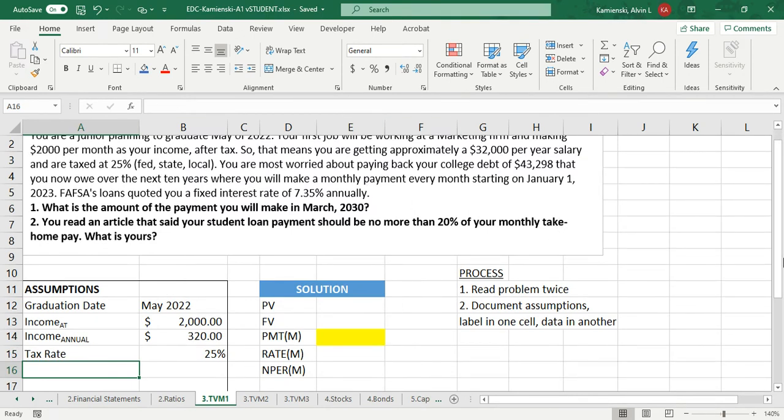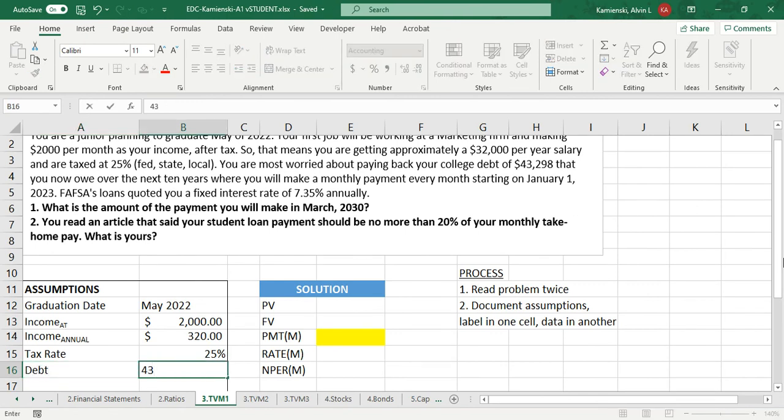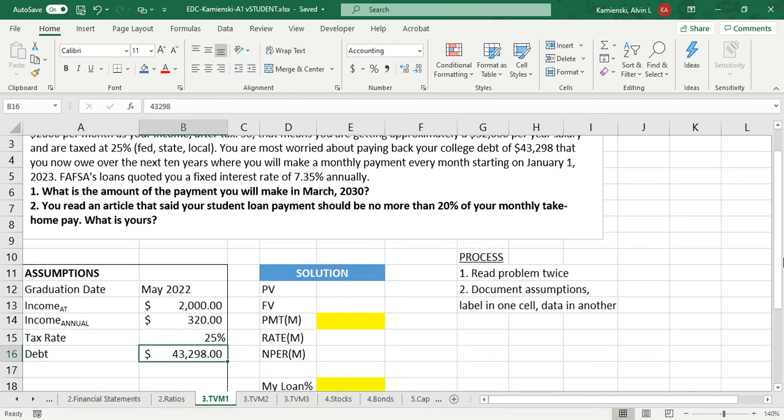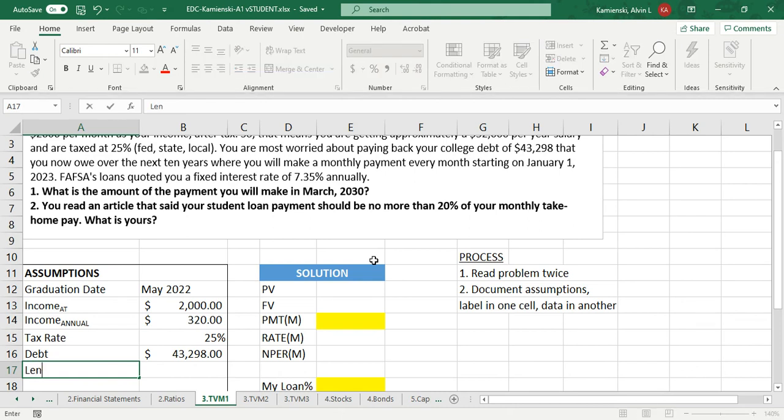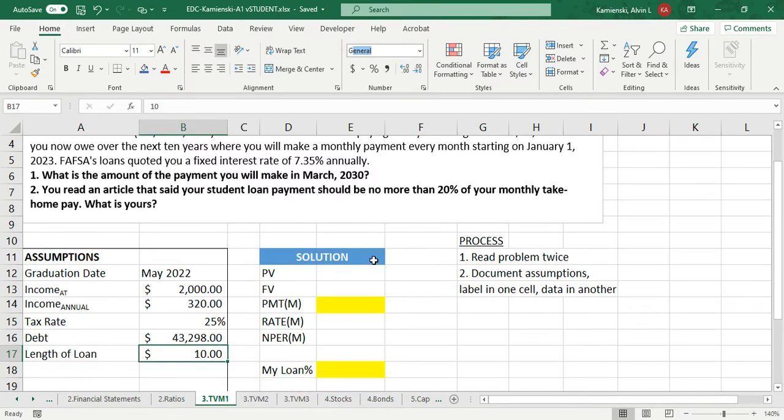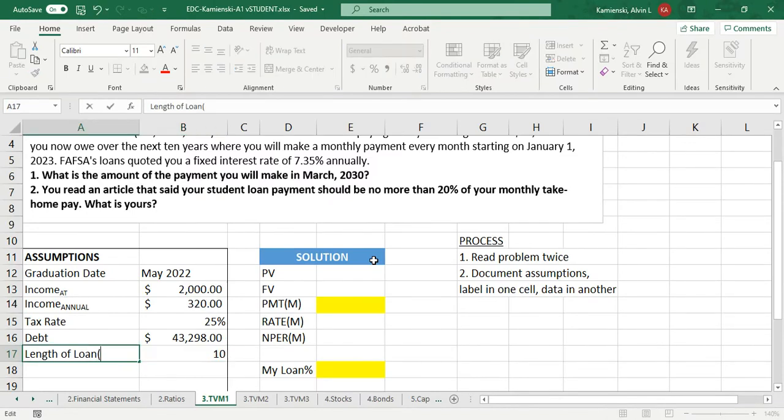You're most worried about paying back your college debt. So you have debt that totals right now $43,298 that you now owe over the next 10 years. All right. So we're going to call that the length of loan, which is 10. And whenever I put down something in a data cell with a label, if possible, you want to give it a label too.